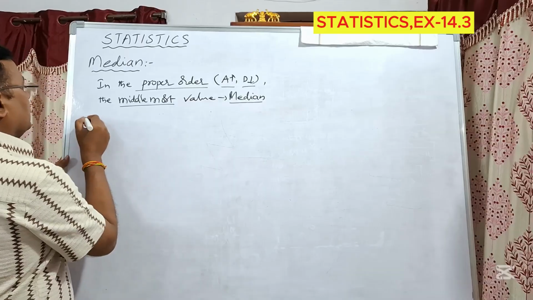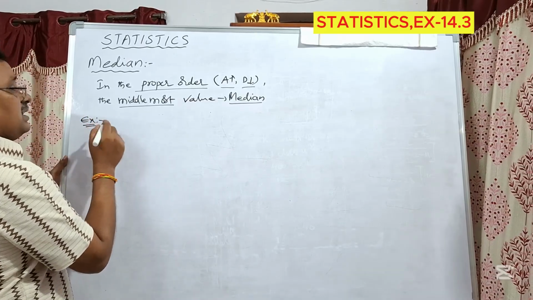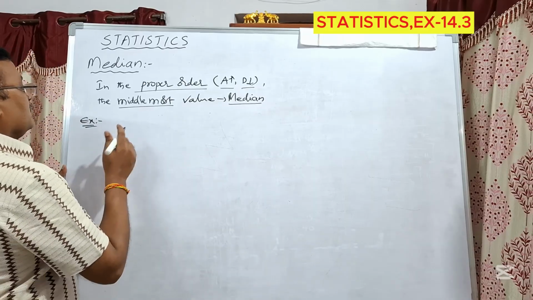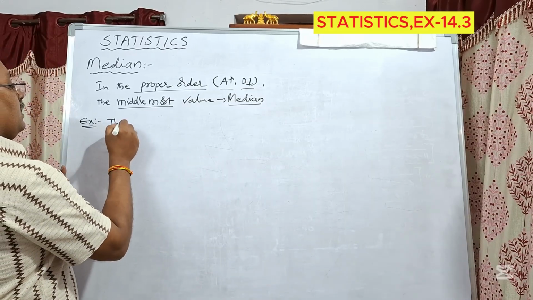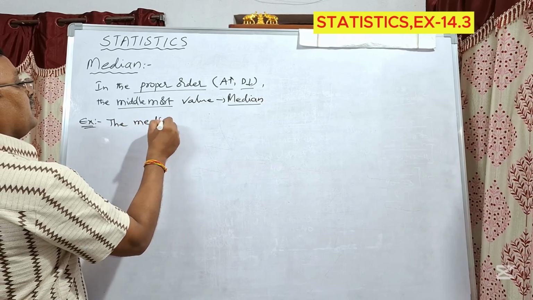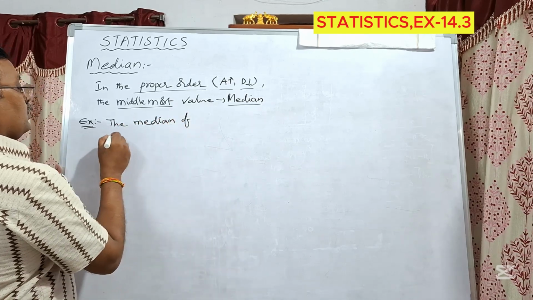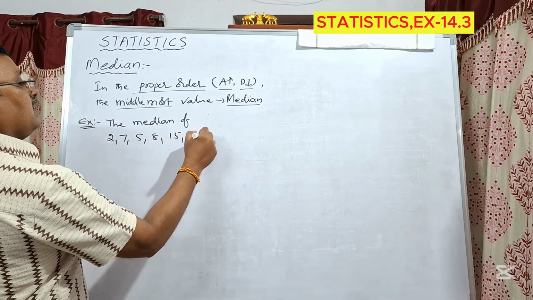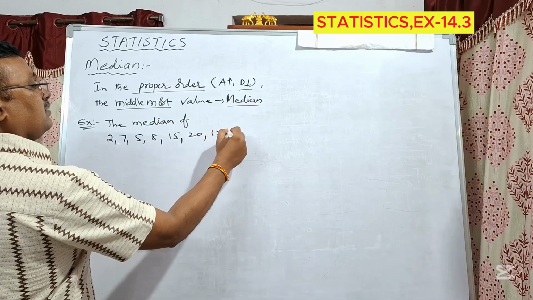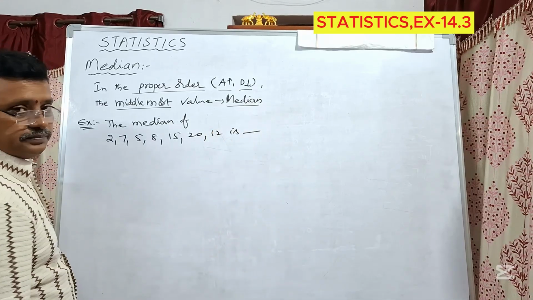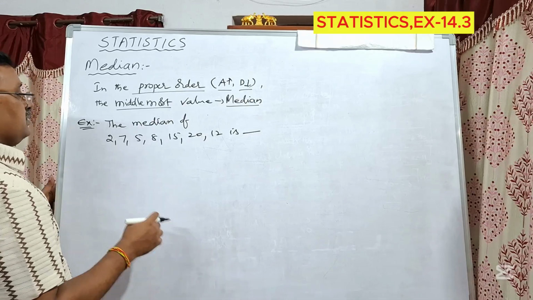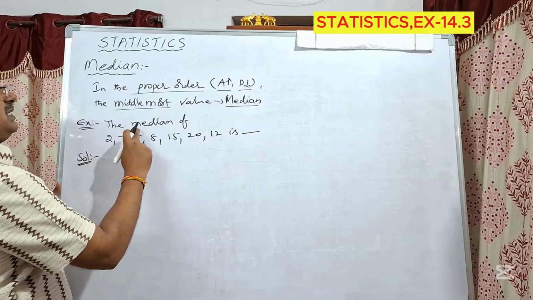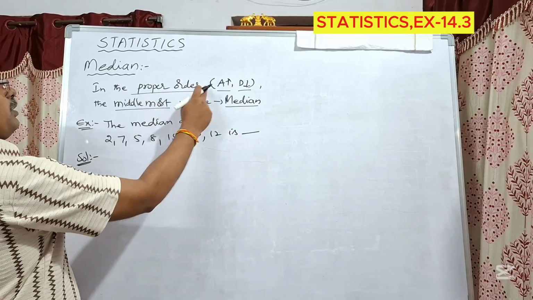Okay, a simple example I will give you. This concept is there in 8th and 9th class standards. So the median of 2, 7, 5, 8, 15, 20, 12 is dash. Understood? Solution: first we need to arrange these observations in the proper order.